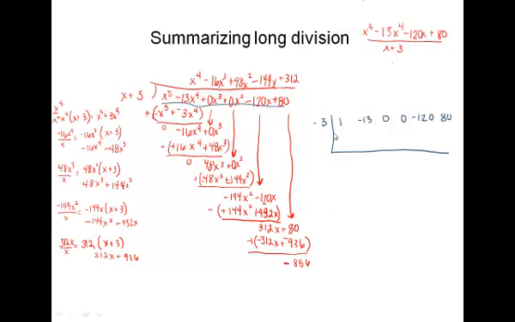Negative 3. So the very first step that I'm going to do is bring down that first coefficient. I'm going to multiply these, so I'm going to get negative 3, and I will add these, so I'll get negative 16. I'm now going to multiply that result by my root, that negative 3, and I'm going to get 48, and I will add those.